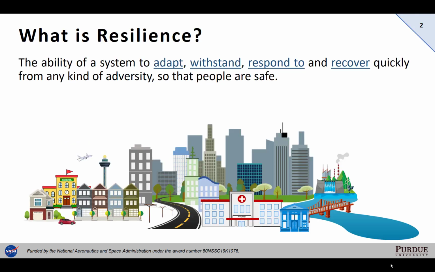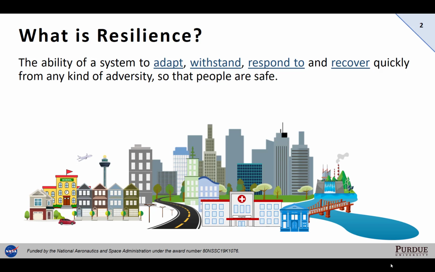Let's start by answering the question, what is resilience? The most used definition of resilience is the ability of a system to adapt, withstand, respond to, and recover quickly from any kind of adversity, so that people are safe.